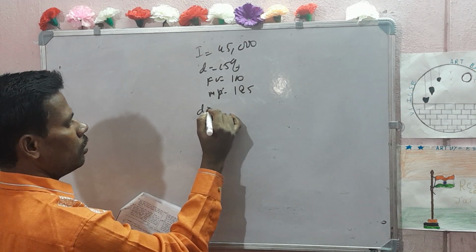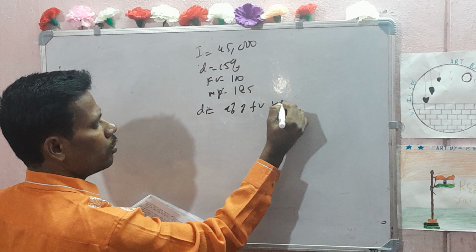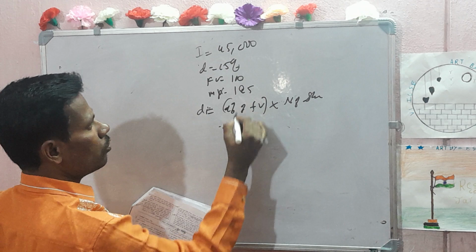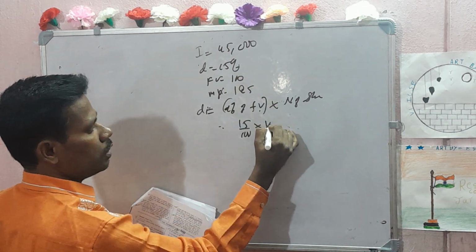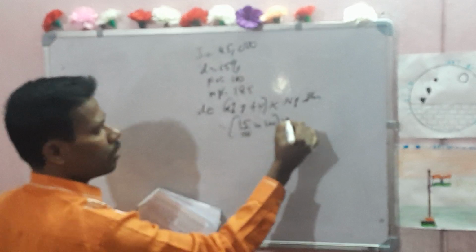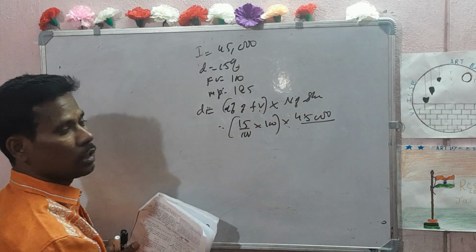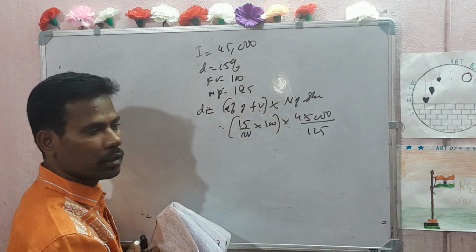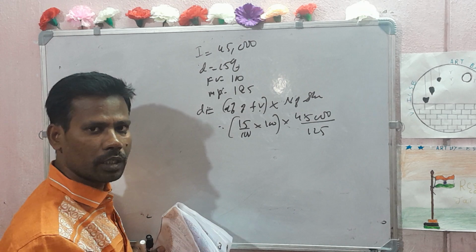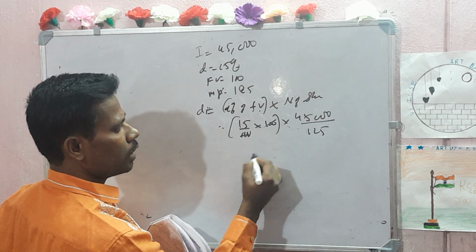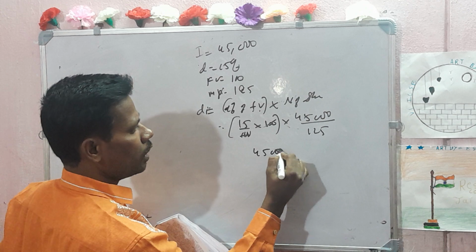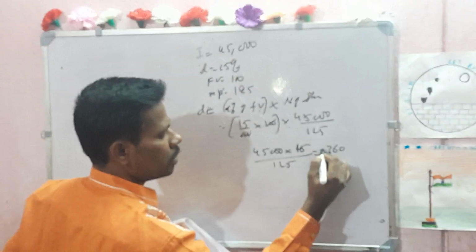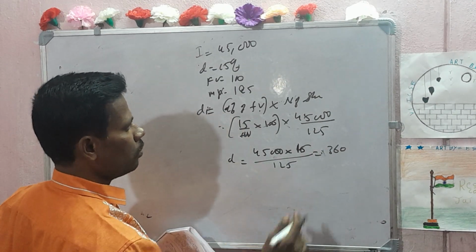Dividend is equal to the dividend percentage of face value times the number of shares. Dividend is 15 by 100 into face value, which is 100, into the number of shares. The number of shares is the total investment, 45,000, divided by the market price, 125. This is the formula. Since we are at the end of the session, I am writing directly, 100 cancels. So 45,000 into 15 by 125. You calculate this, you will get 360. So the dividend is equal to 360.